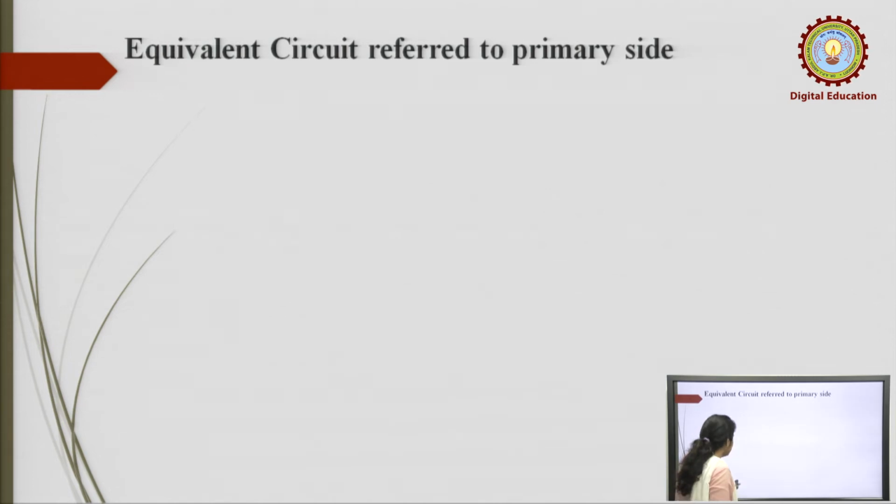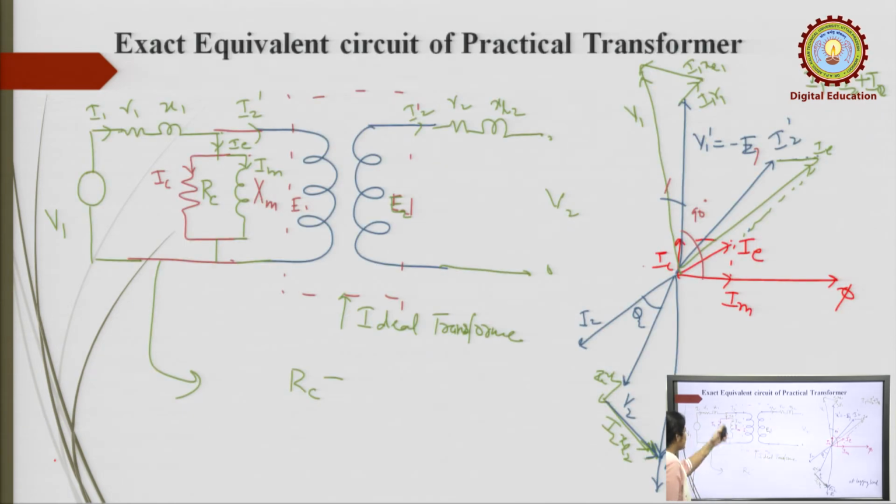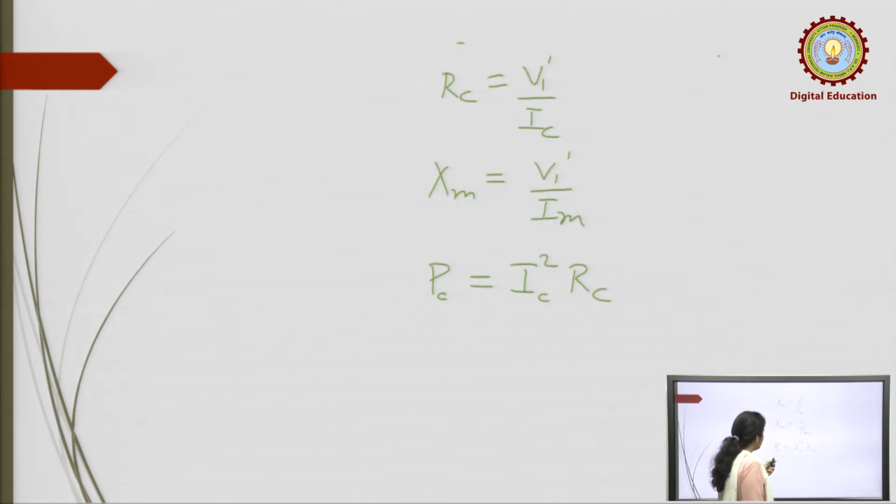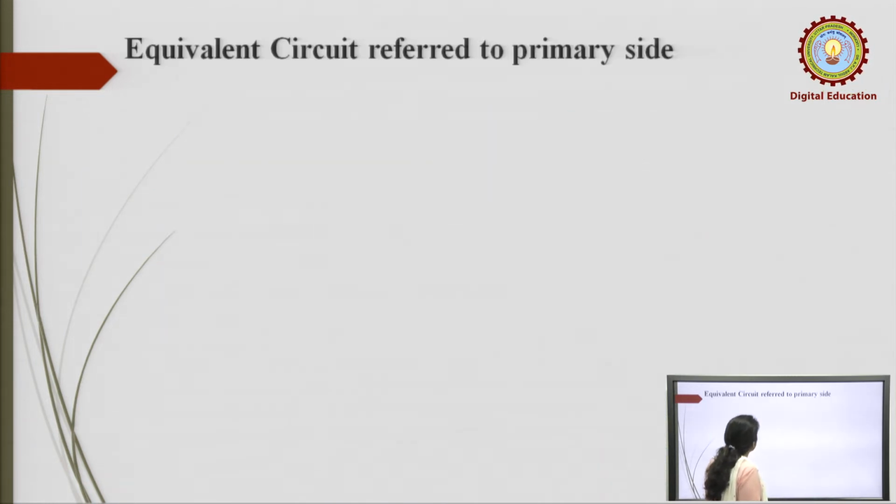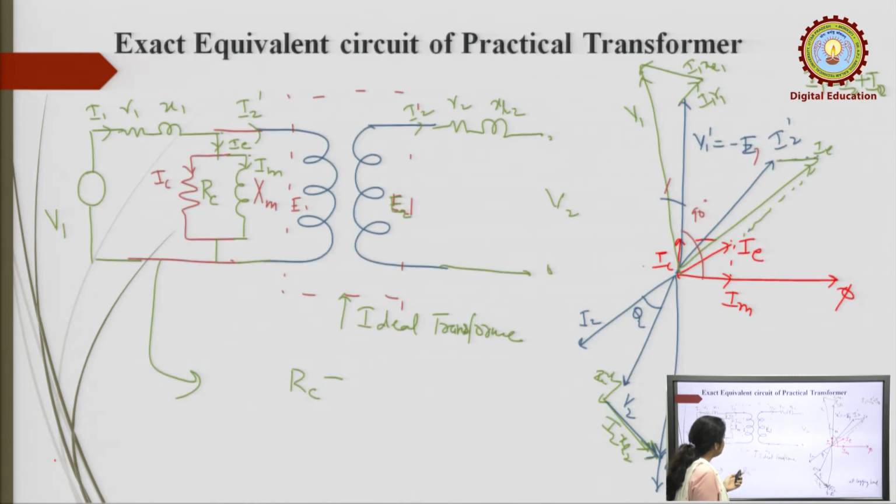Now, to simplify this equivalent circuit, we either take the secondary side parameters into the primary side, or take all the parameters of the primary side into the secondary side. So there are two ways to draw the equivalent circuit. First, I have taken the equivalent circuit referred to the primary side. In this case, we just take R2 and XL2 into the primary side.